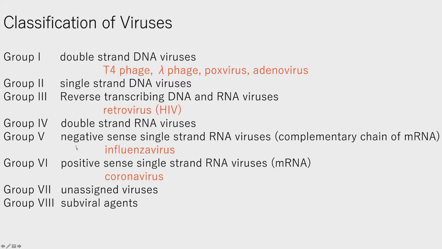Group five is the negative sense single-strand RNA viruses. Negative sense means a complementary chain of the messenger RNA. Group six is the positive sense single-strand RNA viruses. Positive sense means it is the same as, it can function as, a messenger RNA. Group seven is unassigned, so not classified viruses. A subviral agent is classified as group eight. And the coronavirus belongs to group six.